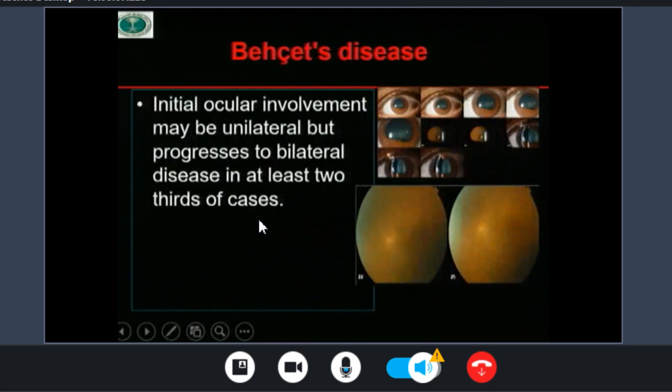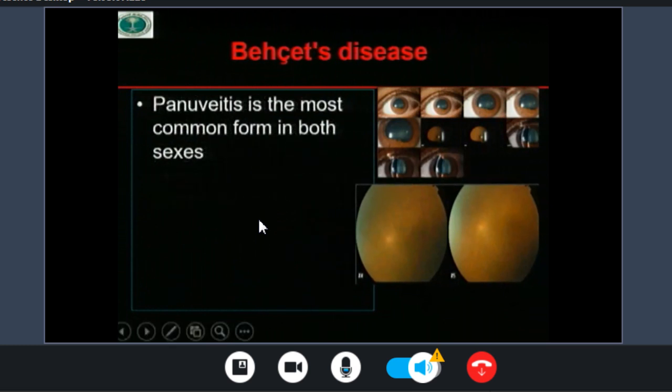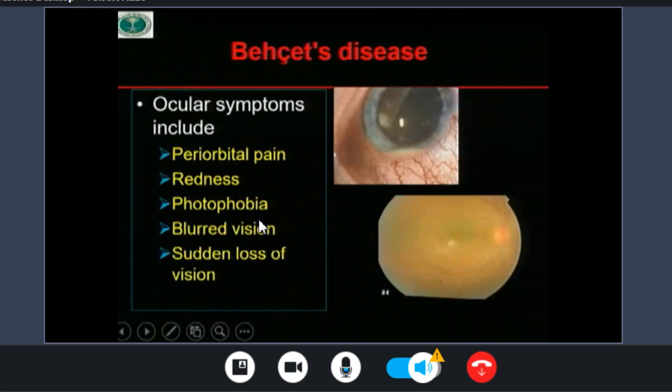Initial ocular involvement may be unilateral, but progression to bilateral disease occurs in the last two-thirds of the cases. Panuveitis is the most common form in both males and females. Usually the patient complains of periorbital pain, redness, photophobia, blurry vision, or sudden loss of vision if the macula or the optic nerve is involved.